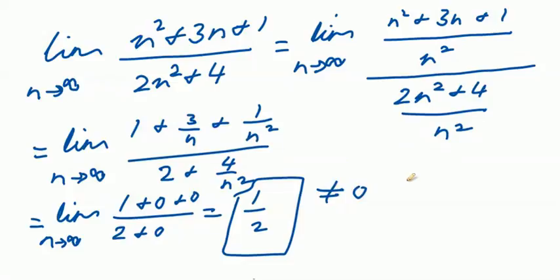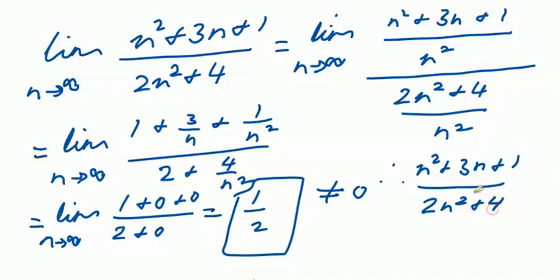Therefore we can say that the series n square plus 3n plus 1 upon 2n square plus 4 is divergent. So, if the limit of an as n tends to infinity is not equal to 0, then we are very sure that this series is divergent.